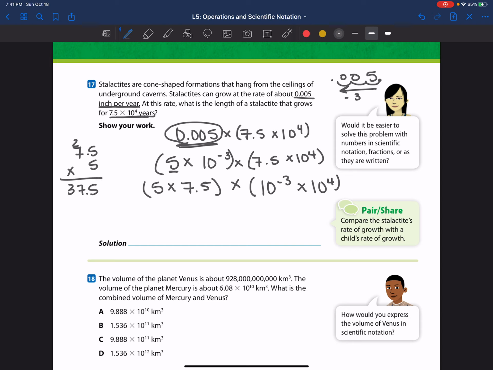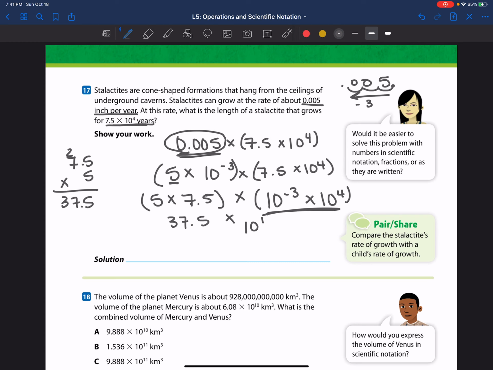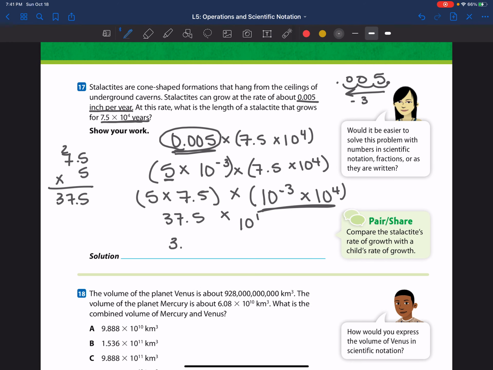All right, so 37.5 times, and then I'm just going to use my product rule to multiply these, and I've got 10 to the first power. And this is super easy. All you need to do is realize that this means it's going to be 3.75 times 10 to the second power, or you can just simplify this to be 375.